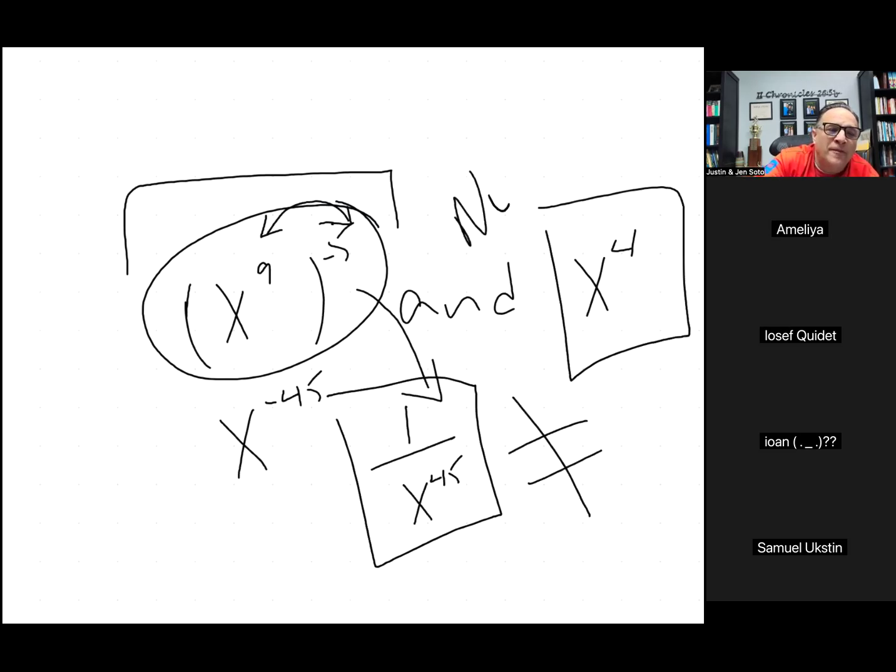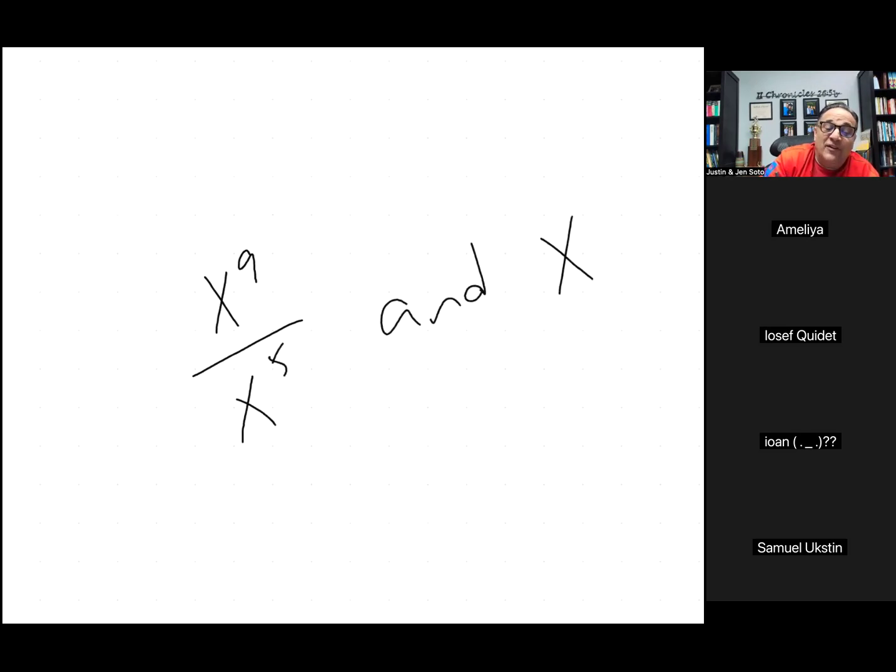Now let me just show you one thing that they could have done, and it would have looked similar, but it would have been the same. They could have done this. X to the 9th over x to the 5th, and x to the 4th. I'll call this number 11 because I just took what number 9 was and made a similar problem. Then what you would do is this.